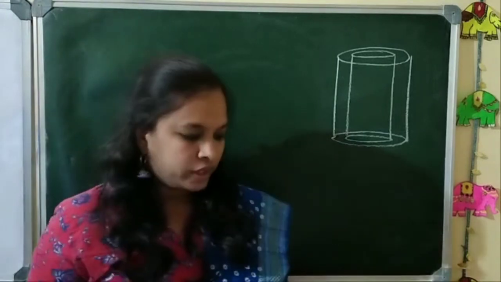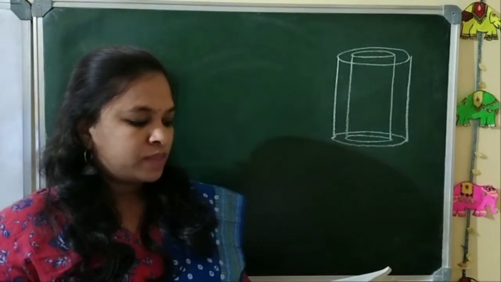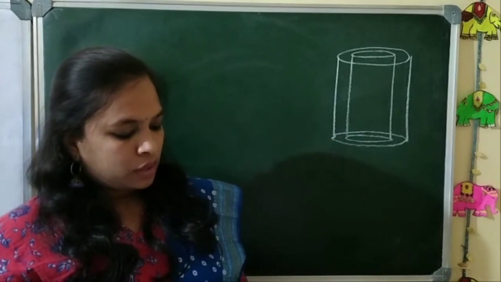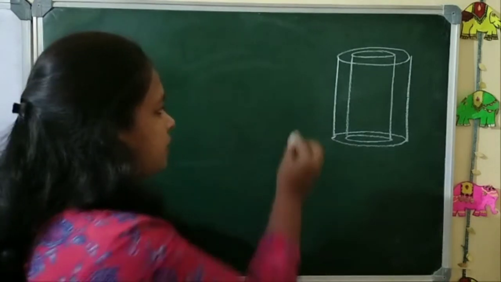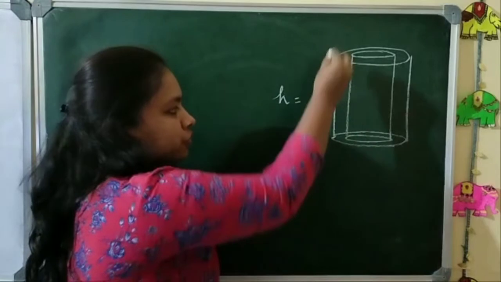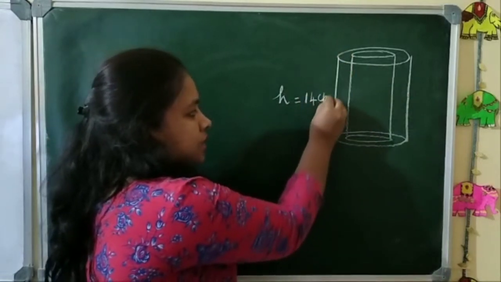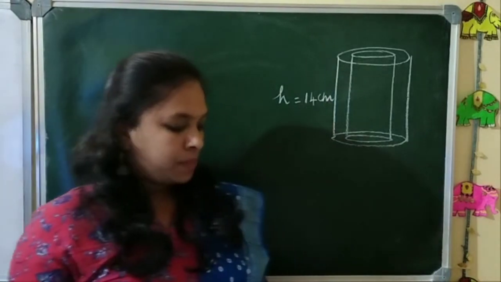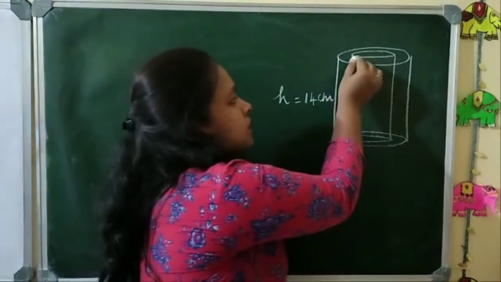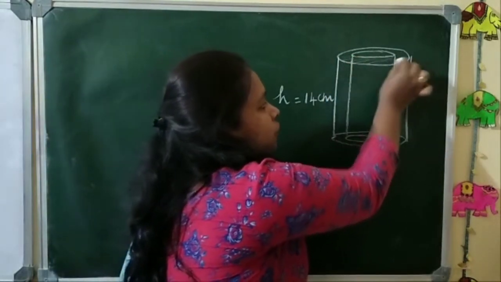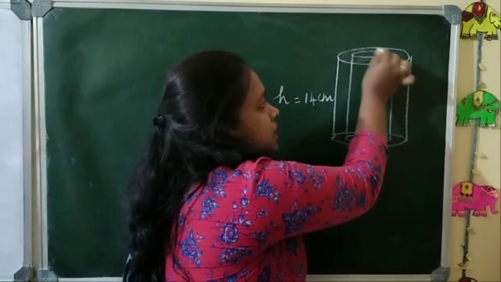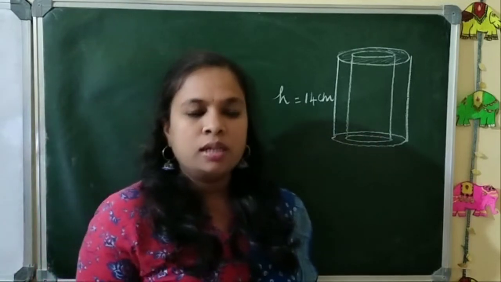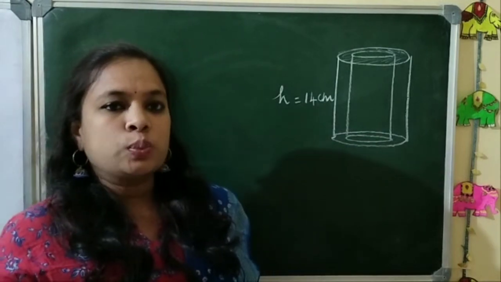So I have drawn the figure where it is mentioned that the difference between the outside and the inside surface of a cylindrical metallic pipe 14 centimeter long. 14 centimeter is nothing but the height of this cylinder. And if the pipe is made of 99 cubic centimeter of metal, so that means this is the metal required for making this pipe. So when it is mentioned that it is a cylindrical pipe, you have to use the formula 2 pi rh.